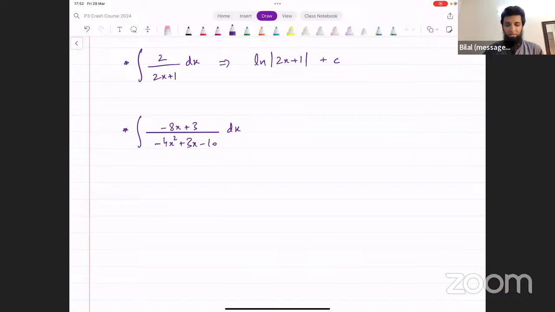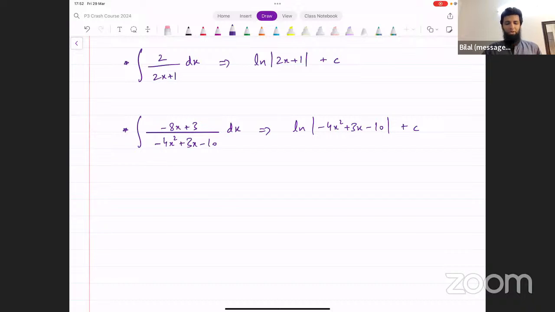Does this satisfy that condition as well? What's the derivative of the denominator? The derivative of the denominator is minus 8x plus 3. So that condition is satisfied. The numerator is the derivative of the denominator. So what do we say? The integral of this is going to be ln of the denominator, which is minus 4x squared plus 3x minus 10. That's the integration of this fraction. Does that make sense? Any issues until this point? No?